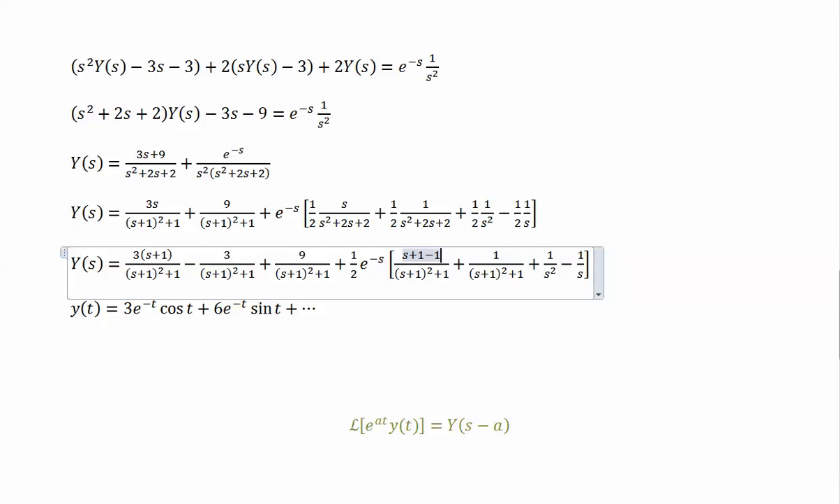And then again, what I'll do is I'll split this up into 2 fractions. The s plus 1 over the denominator, and then the minus 1, I'll separate that as its own fraction. So that'll look like this.